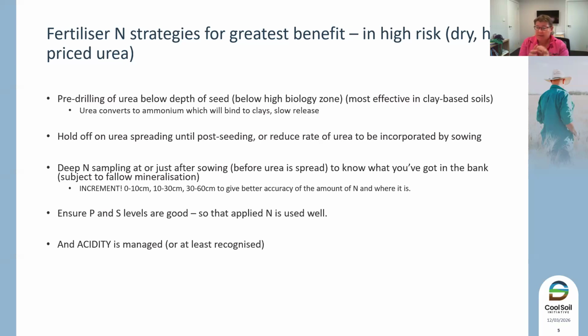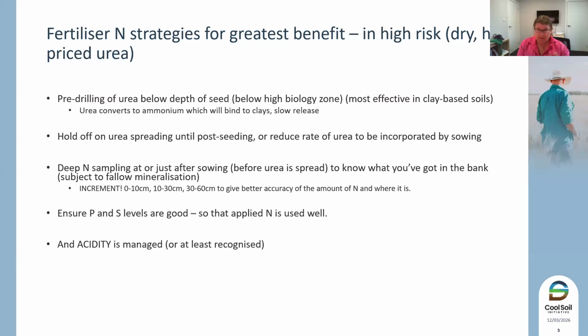The other thing that happens is as urea converts to ammonium in a clay-based soil in that environment, the ammonium will then be absorbed by that clay, similar to how anhydrous works in the cotton systems. So we end up with a kind of slow release profile. It's not something that's done commonly. Those who do it have shown it to be really effective. But I just wanted to flag that as an idea to consider.